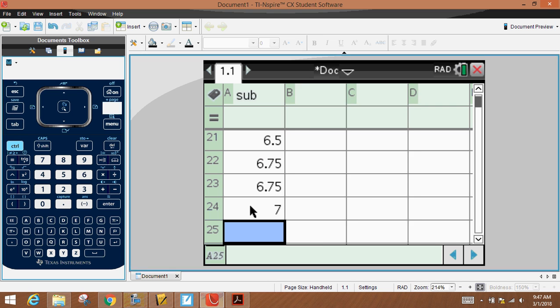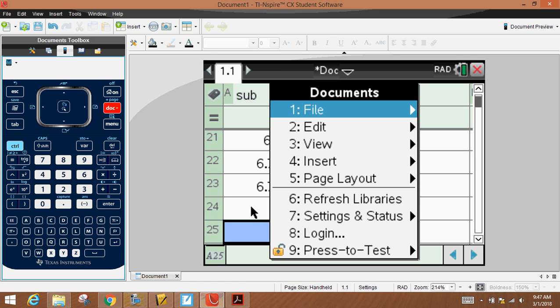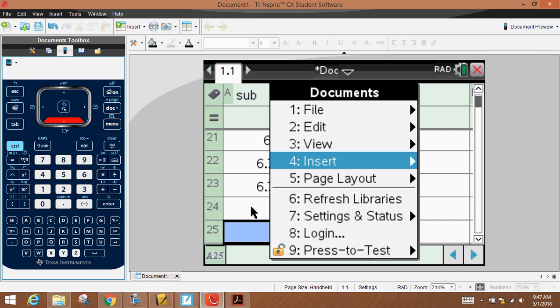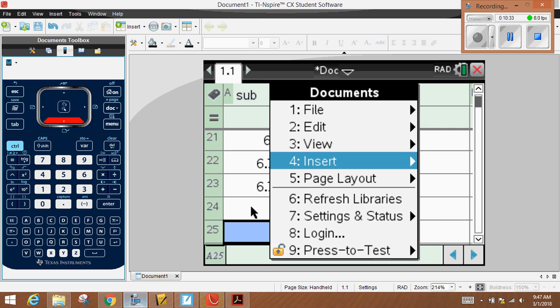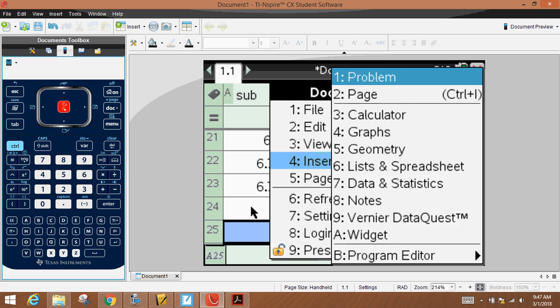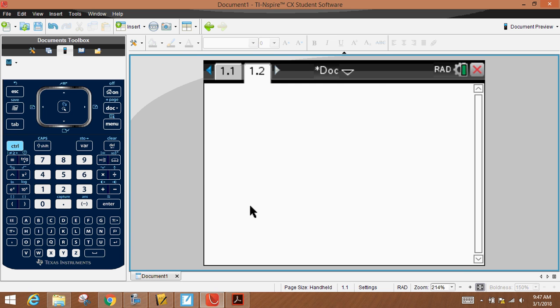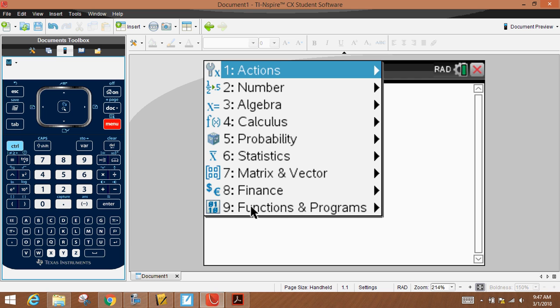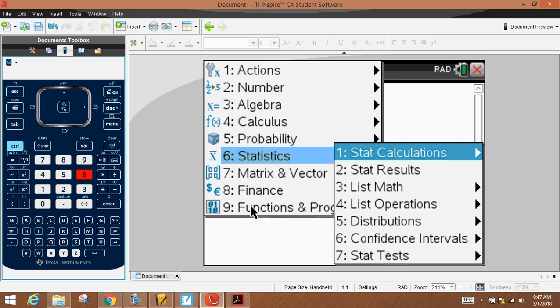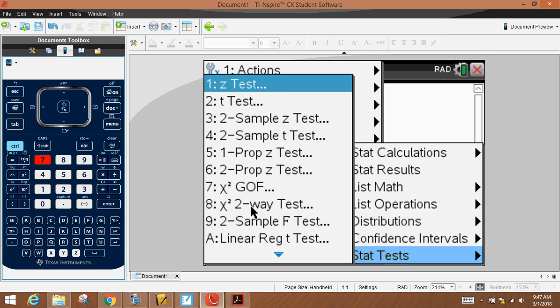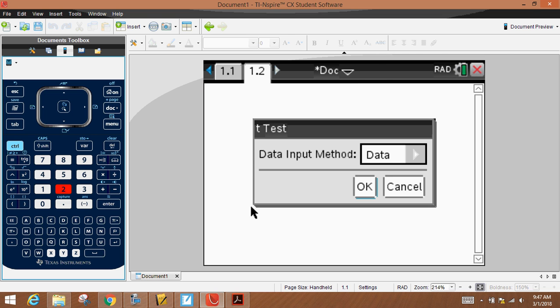So we're going to have to hit doc, insert, and we're going to need a calculator. And then we're going to hit menu, statistics, stat test. We're going to use a t-test. We are going to use data.